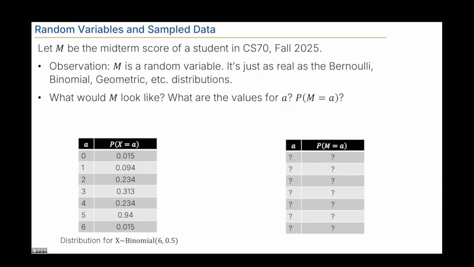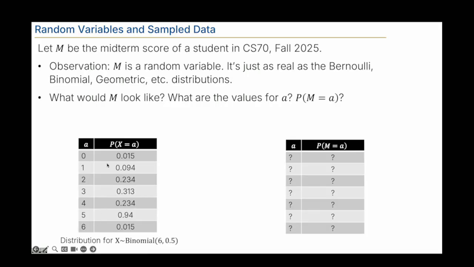Okay. Let's take this to maybe why these concepts are considered really valuable, right? Often when we think about, say, data science or data analysis or machine learning, we will imagine that our data is actually drawn from distributions, that random variables are real in some sense. And so what I'm going to say is imagine that M is the midterm score of you, the students in CS 70 in fall 2025. And it's some random variable, and I'll say as a model, it's just as real as some other distributions. And so the question is, what does M look like? Like, what are the values?